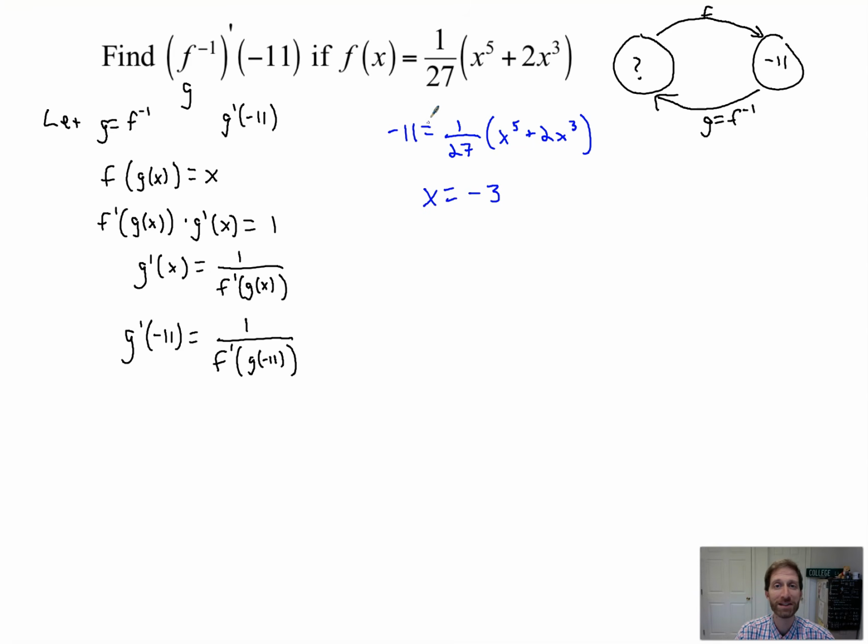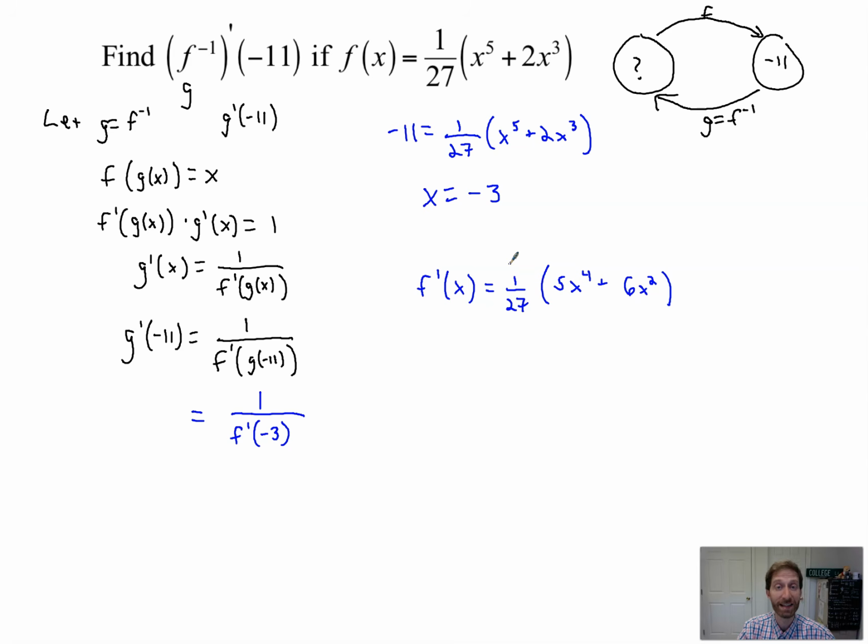And through the power vested in my awesome video editing skills, I got x equals negative 3. Again, I'm just finding the intersection of this function and that function, and it does equal out. So we get x equals negative 3, so that's g of negative 11. So we get 1 over f prime of negative 3. Keep following what this is telling you to do. It's now saying find the derivative of f at negative 3. Fine, we'll do that. So f prime of x is this thing. So that's going to be equal to 1/27 times the derivative, 5x to the 4th plus 6x squared.